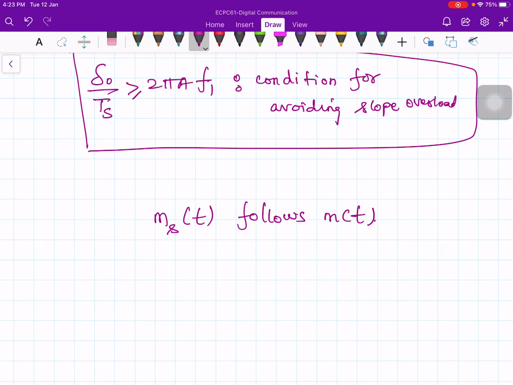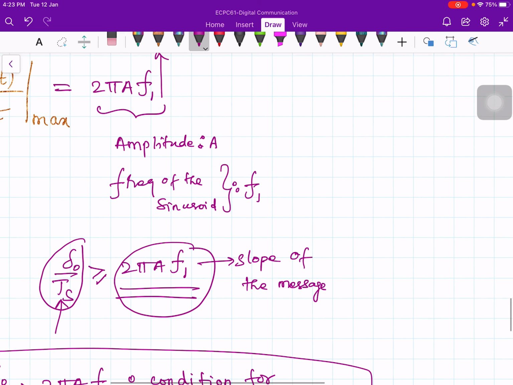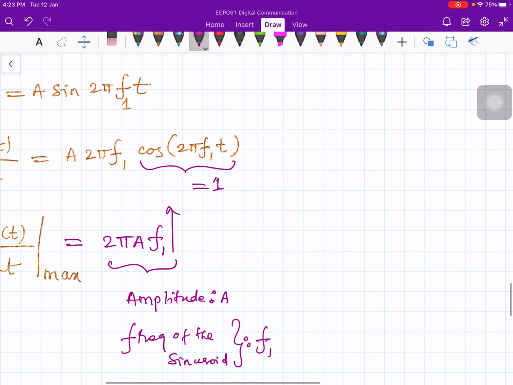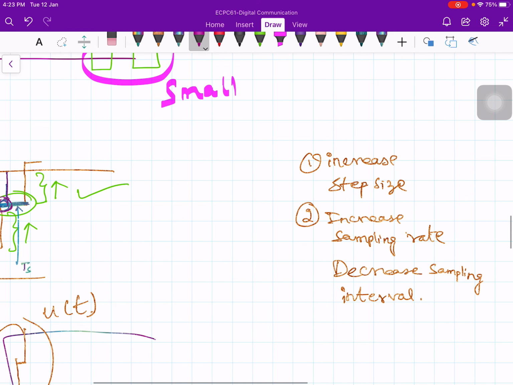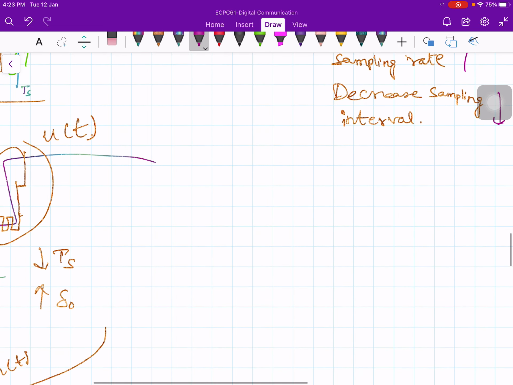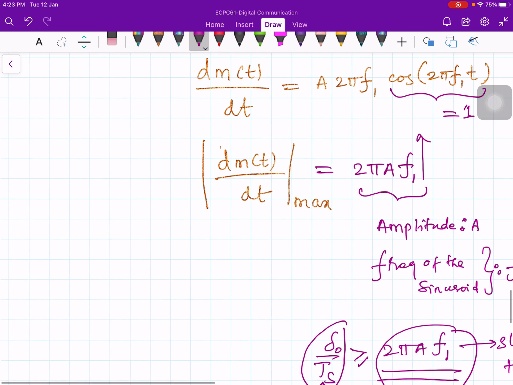Okay, and now see, the slope overload distortion problem is avoided by using two conditions. One is increase the amplitude, that is, increase the step size, and then increase the sampling rate or decrease the sampling interval. Now if you do that, then there will be another kind of problem. Let us look at that problem.